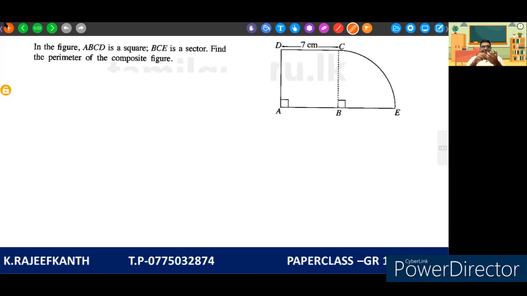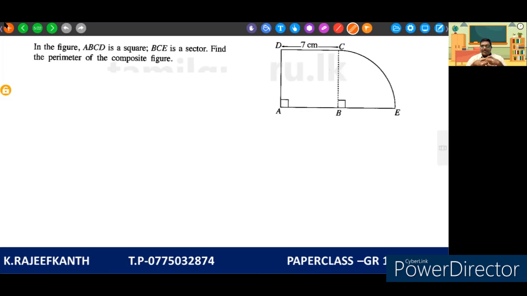There are two types of figure, square and sector. Now we have to find the perimeter of this composite figure. Have you all finished? You are in grade 10 and 11, so I think within 10 to 15 seconds you can find the answer for this. Right?